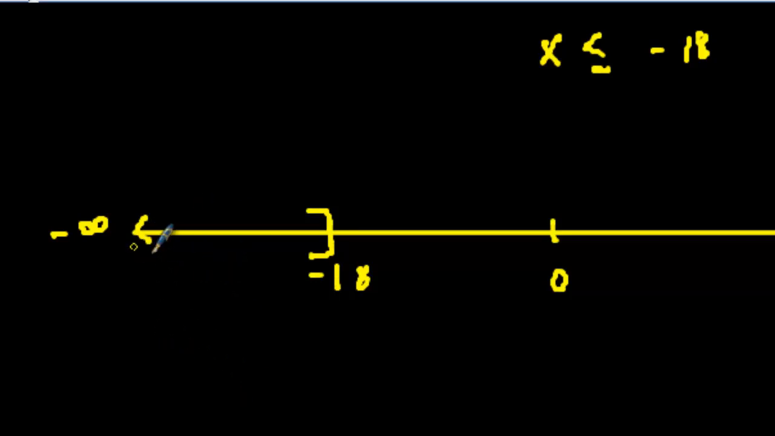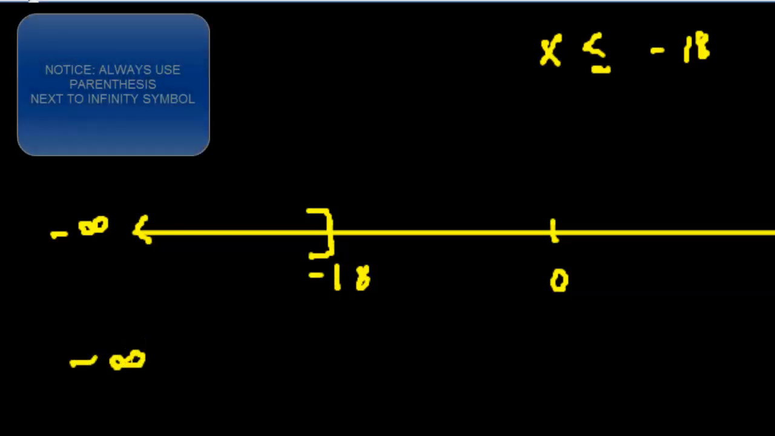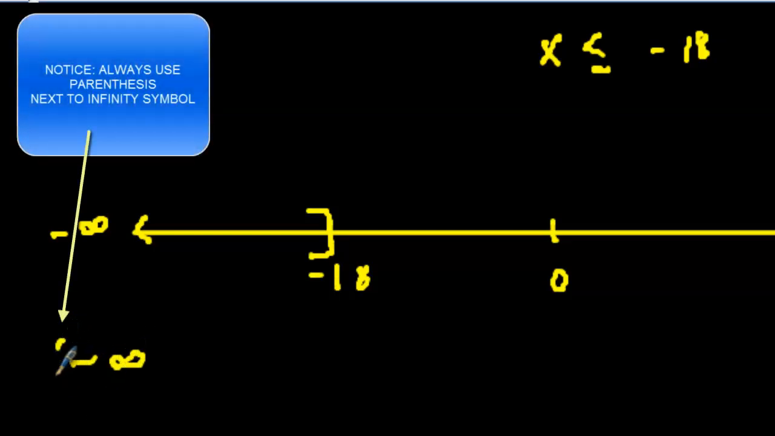The interval notation, again, is I take the number that's on the left first, which in this case has to be negative infinity. You can never bracket off infinity, so we use parentheses, up to and including -18, so the same symbol that's here, I use here. So this would be the interval notation, and this would be the graphical representation of this inequality.